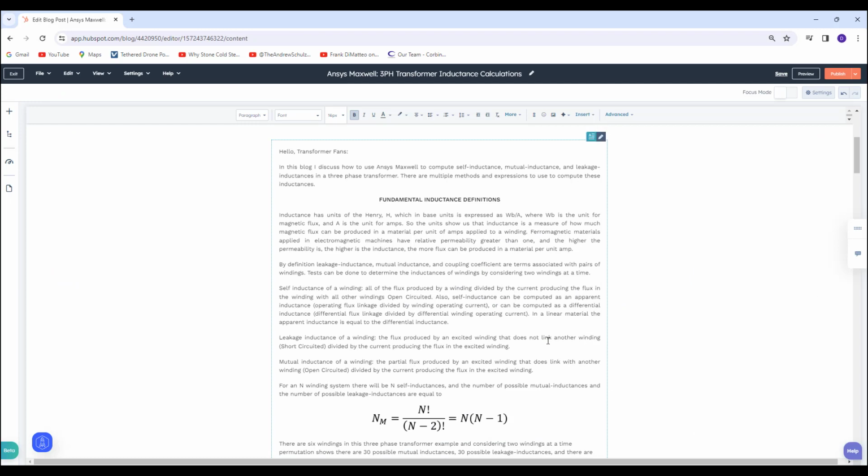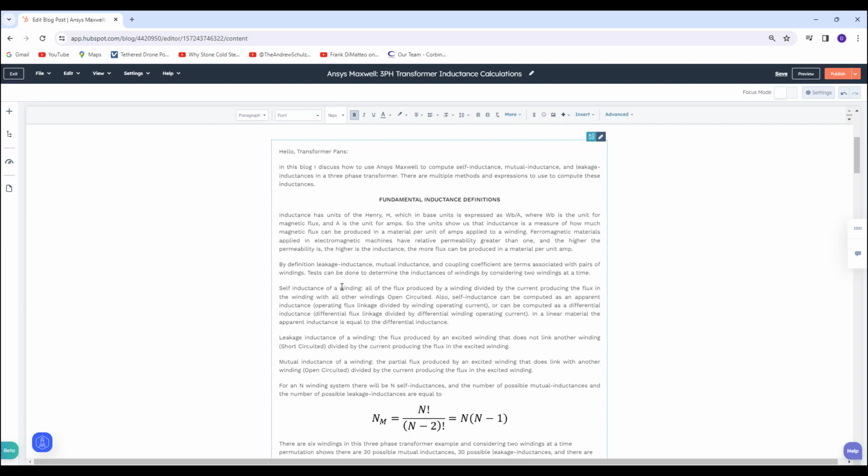Here I have a blog prepared where I go over fundamental inductance definitions, where inductance has units of Henry, which in base units is expressed as Webers per amp. So this reveals to us how much flux, in Webers, is produced in a material for a given value of current in amps. So the higher the flux produced for a given amp, the higher the inductance. Higher inductance means it is easier to produce magnetic flux in a material per unit amp.